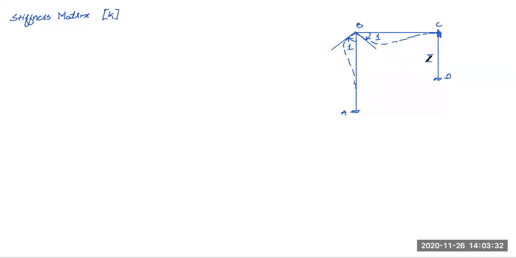Okay, this is I for member CD, 2I for member BC and 2I for member AB. Okay, what are the lengths? This is 5 meter, 2 meter and 4 meter for this. Okay, so K11, what is the force in the first coordinate due to unit rotation in the first coordinate?